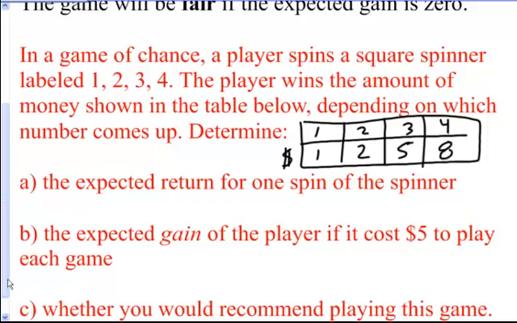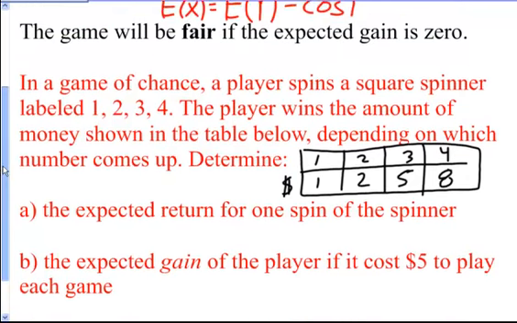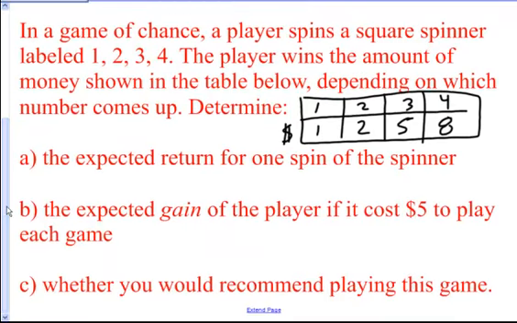Okay? So in this game of chance, when a player spins, a square spinner is labeled 1, 2, 3, or 4. I just showed you the amounts. Why don't you try this problem down here using our idea or our equation up there. The expected return for one spin of the spinner. Our expected return is going to be our mean value of the return.